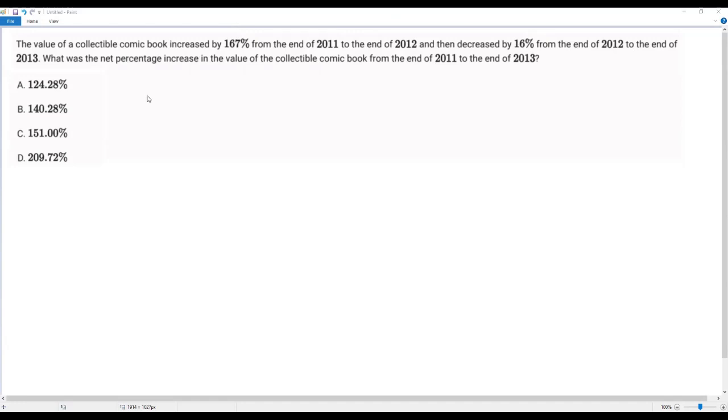Okay, first let me draw a line which represents time given in years. So here let's say this is end of 2011, and let's say this is end of 2012, and let's say this is end of 2013. And also let me assume at the end of 2011 there are 100 comic books.